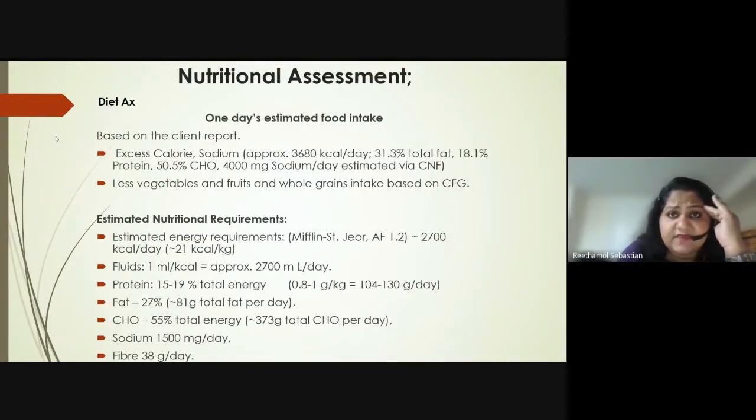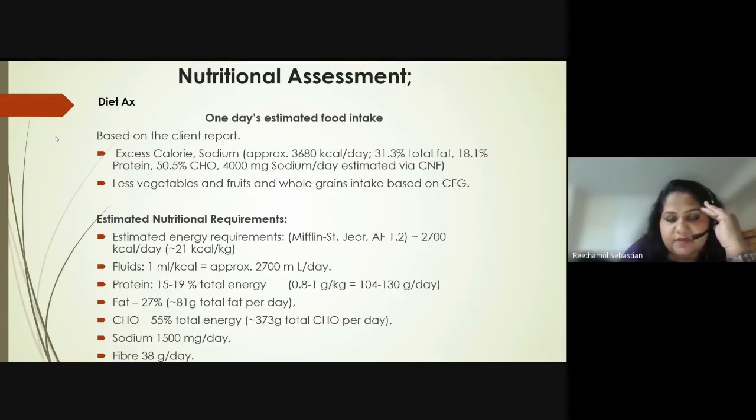The next part of the assessment is to check the diet history, based on what he was eating from the dietary recall. He's basically eating excess calories and excess sodium. Protein is fine, and he's eating fewer vegetables and fruits. That's the dietary assessment for 1 day. Using the Mifflin-St Jeor equation, his requirement is 2700 and he is eating 3680 calories. From that, what do you understand? He is taking extra calories, right?